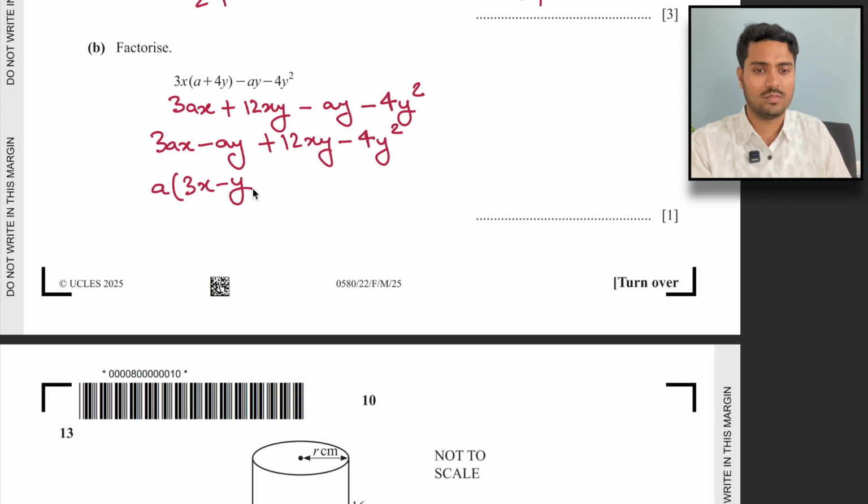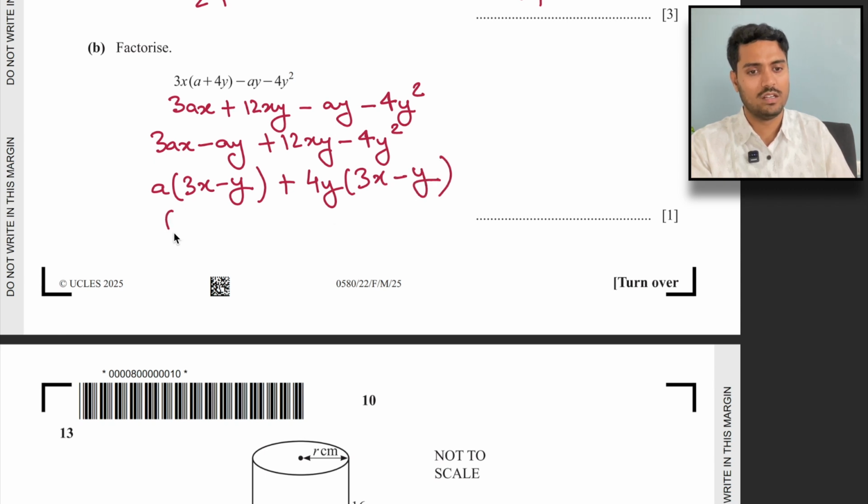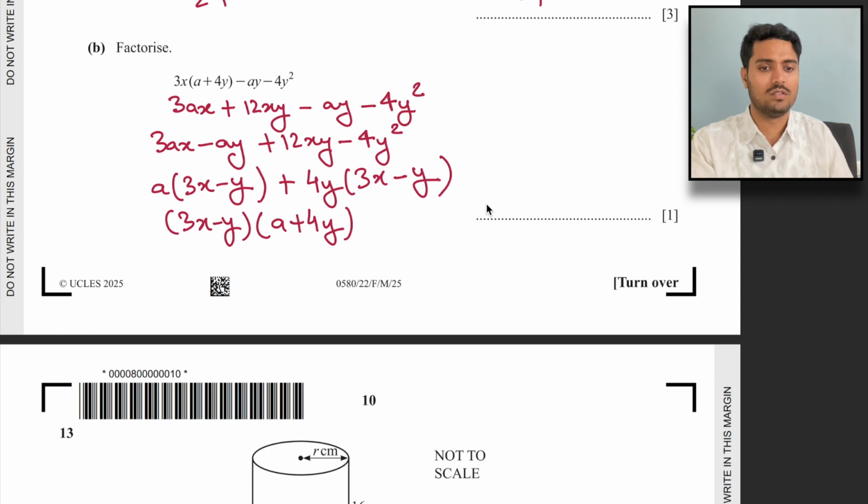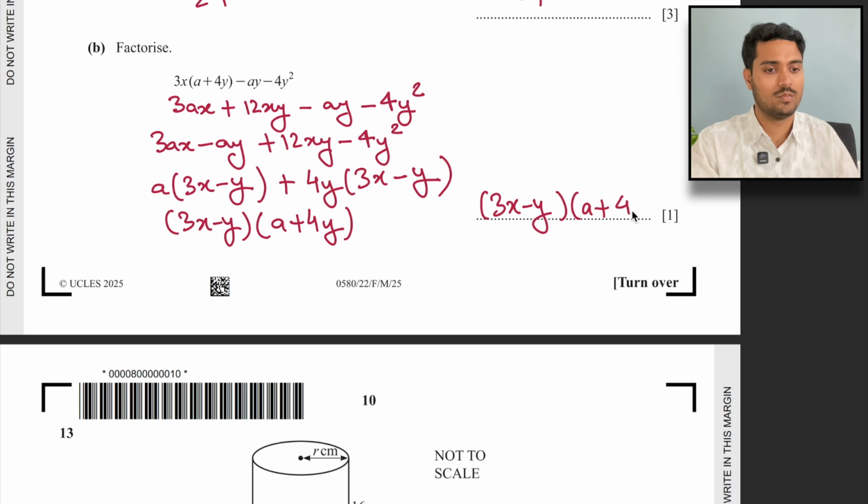So we can write 3x minus y. From the last two terms, we can take plus 4y common. So we can again write 3x minus y. Now again we can take 3x minus y common and a plus 4y, the remaining ones. So this is the answer, 3x minus y and a plus 4y.